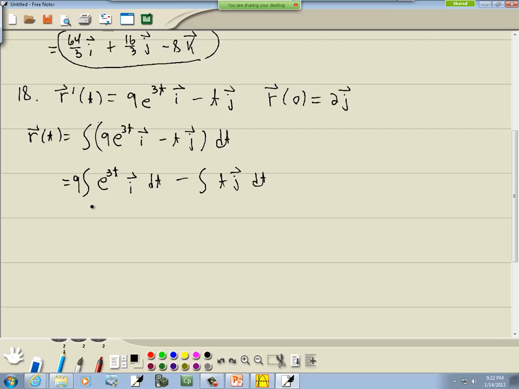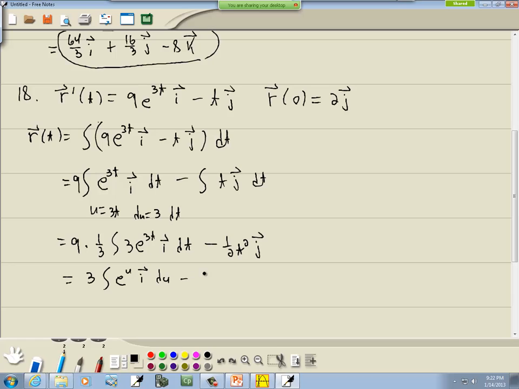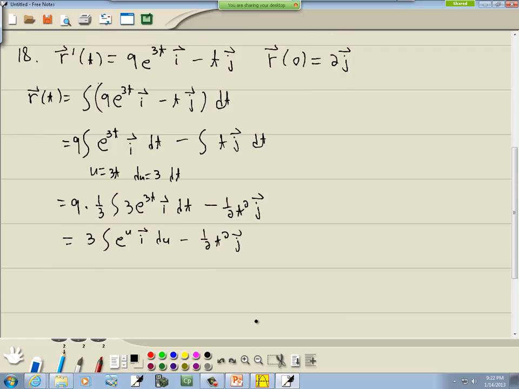Now this is a u substitution again. So u is equal to 3t, du would be 3 dt. So we want a 3 inside, and we offset it with a 1/3 out in front. So we have 9 times 1/3, then 3e to the 3t i dt, minus, add 1 to our power, divide by our new power, so that's 1/2 t squared j. I'll put the plus c on here in a minute. 9 times 1/3 is 3. And then this becomes e to the u i du minus 1/2 t squared j. The integral of e to the u is e to the u, so 3e to the u i, and minus 1/2 t squared j. And I'll put on my plus c now.